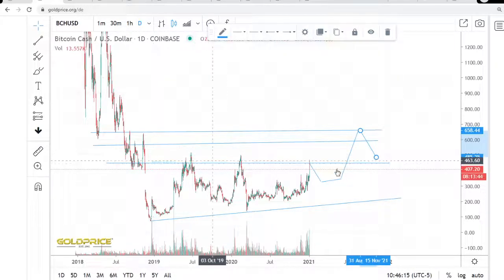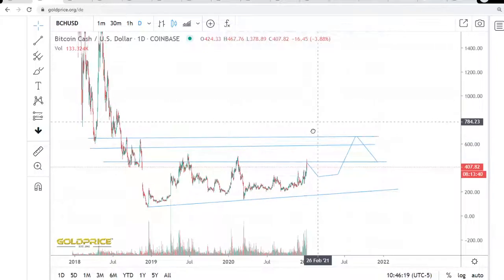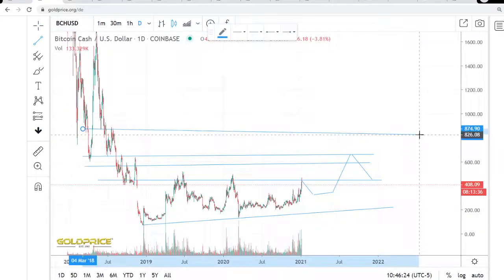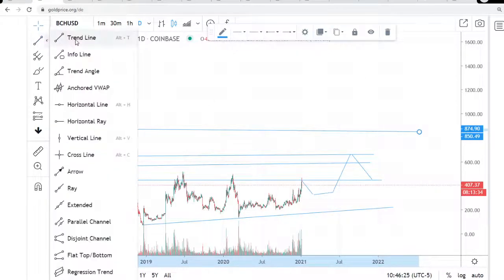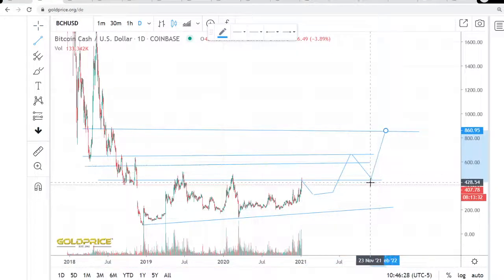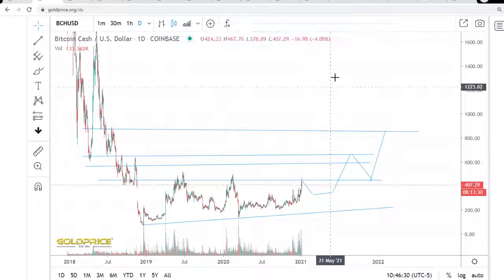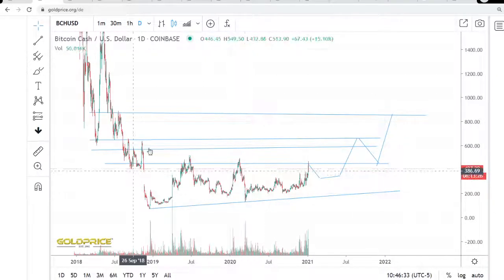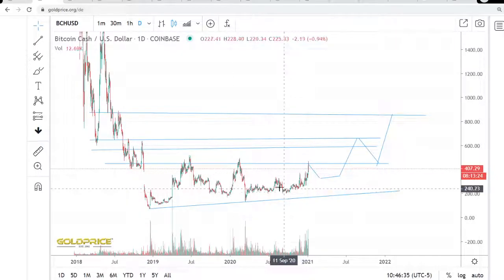You see we are at this neckline, above this neckline. The next target is, let's see, this area, 850, and we get to 850. Yeah, this is one opportunity. This can happen. We have these formations here, and you have to look.